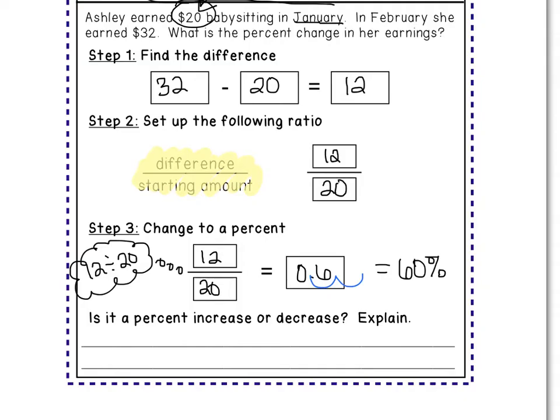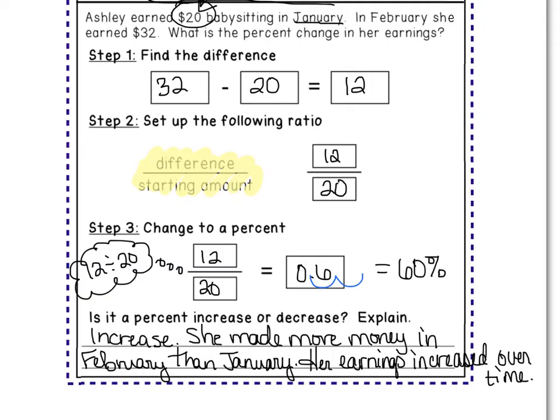It is a percent increase because the money she made in February was more than the money that she made in January. So go ahead and write that down, and then we will move on. Okay, just real quick, it is a percent increase because she made more money in February than January. Her earnings increased over time. Make sure you copy this down before we flip over to the next side of the page about percent error.